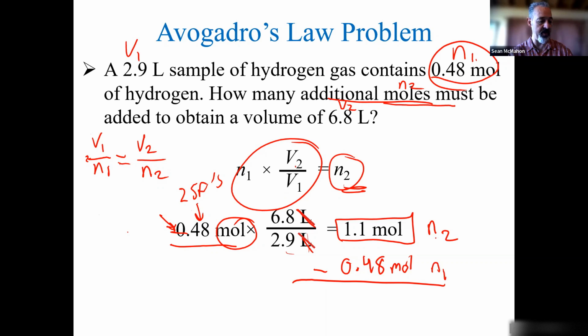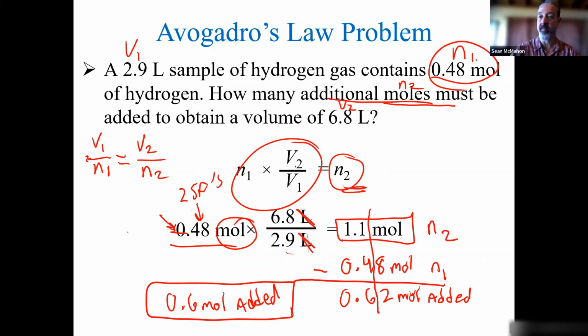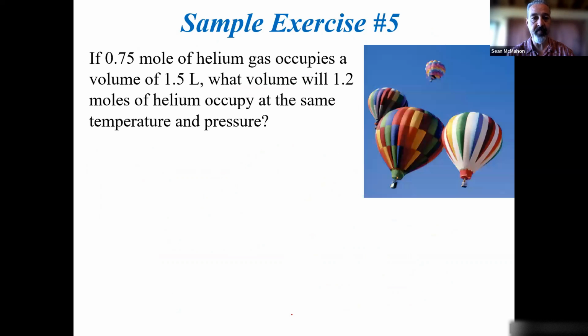So when I go 1.1 minus 0.48, now I get 0.62 moles must be added. However, I have to use my rules of sig figs. I should only go to the tenth. So really my final answer is 0.6 moles are added. That's actually my final answer right there.